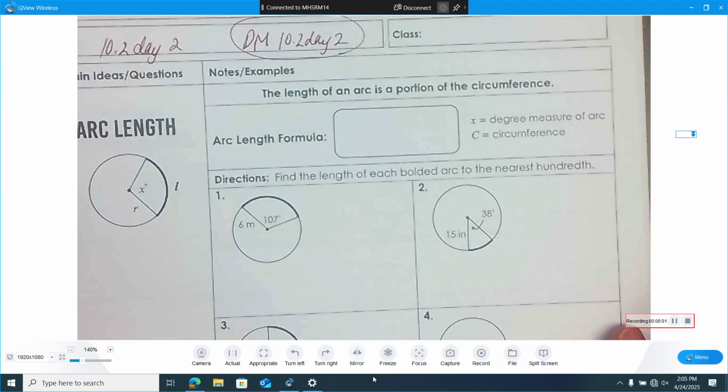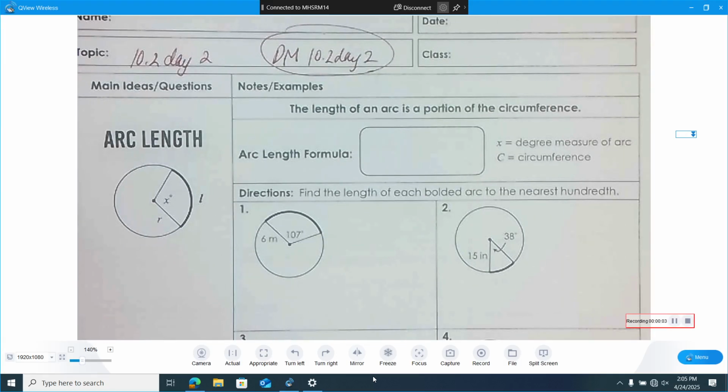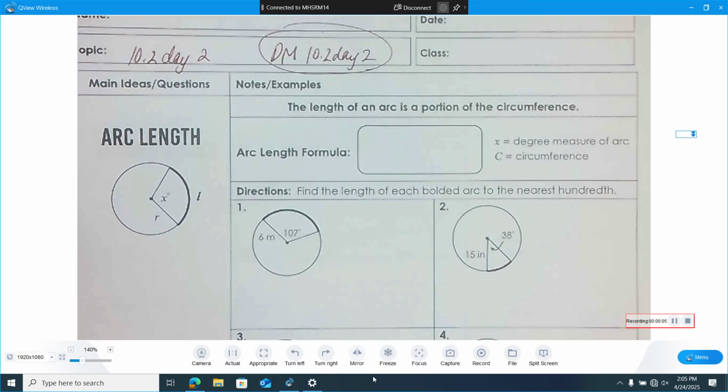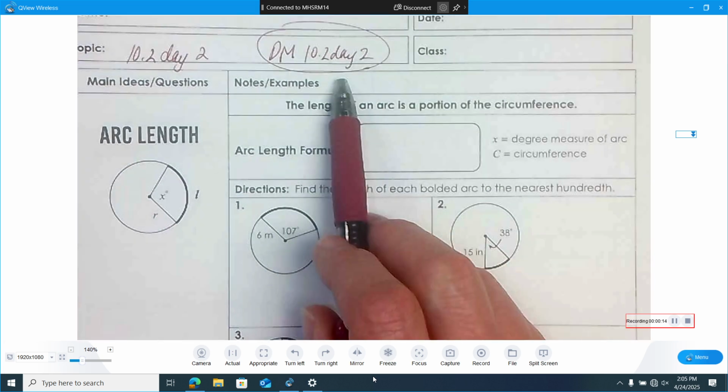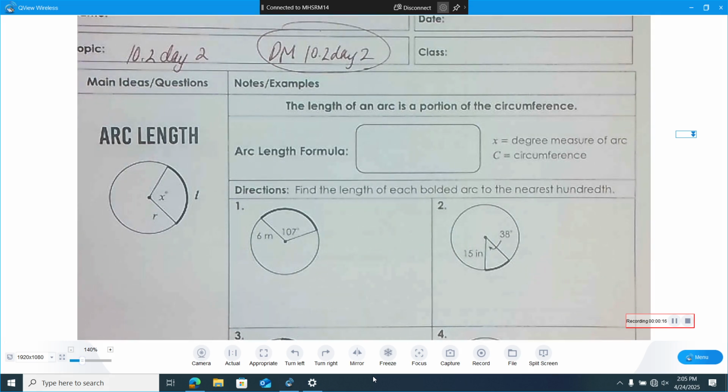Looking a little bit more with circumference, which we talked a little bit about the day before yesterday. And we're also using the central angle stuff that we did yesterday. So this is day 2. You do have a Delta Math day that'll release in a little bit. So today we're talking about arc lengths.